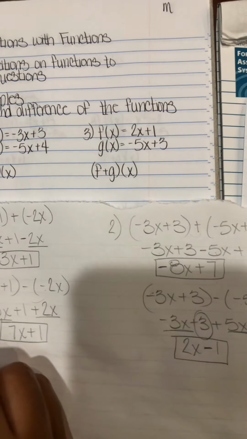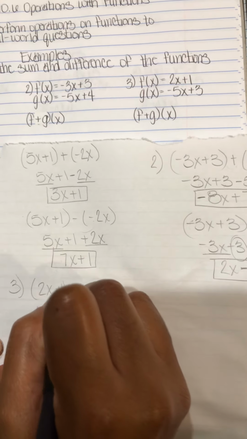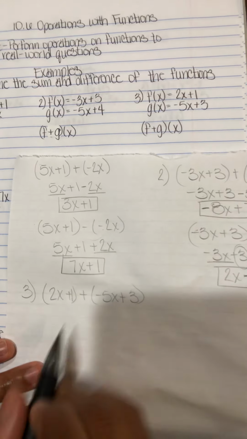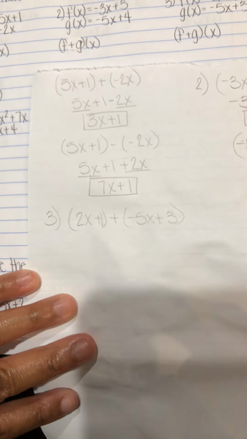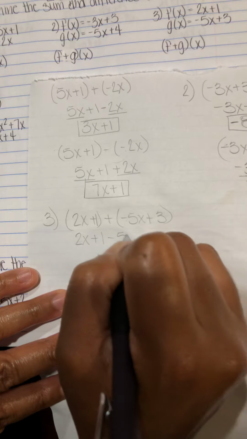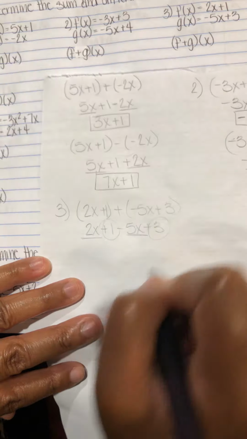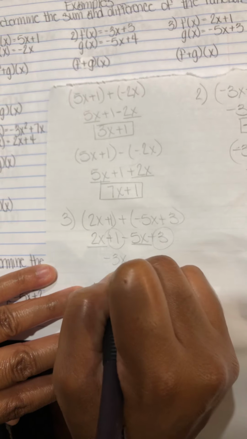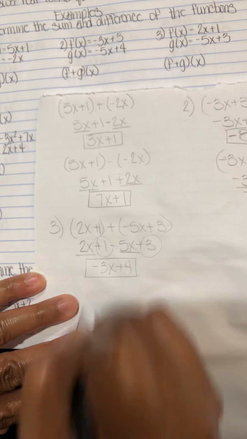I have 2x plus 1 plus negative 5x plus 3. Again, a positive and a negative, it still remains negative. A positive and a positive still remains positive. So 2x plus 1 minus 5x plus 3. I have the x's that go together, numbers that go together. 2 minus 5. 2 minus 5 is negative 3. 1 plus 3 gives me 4.